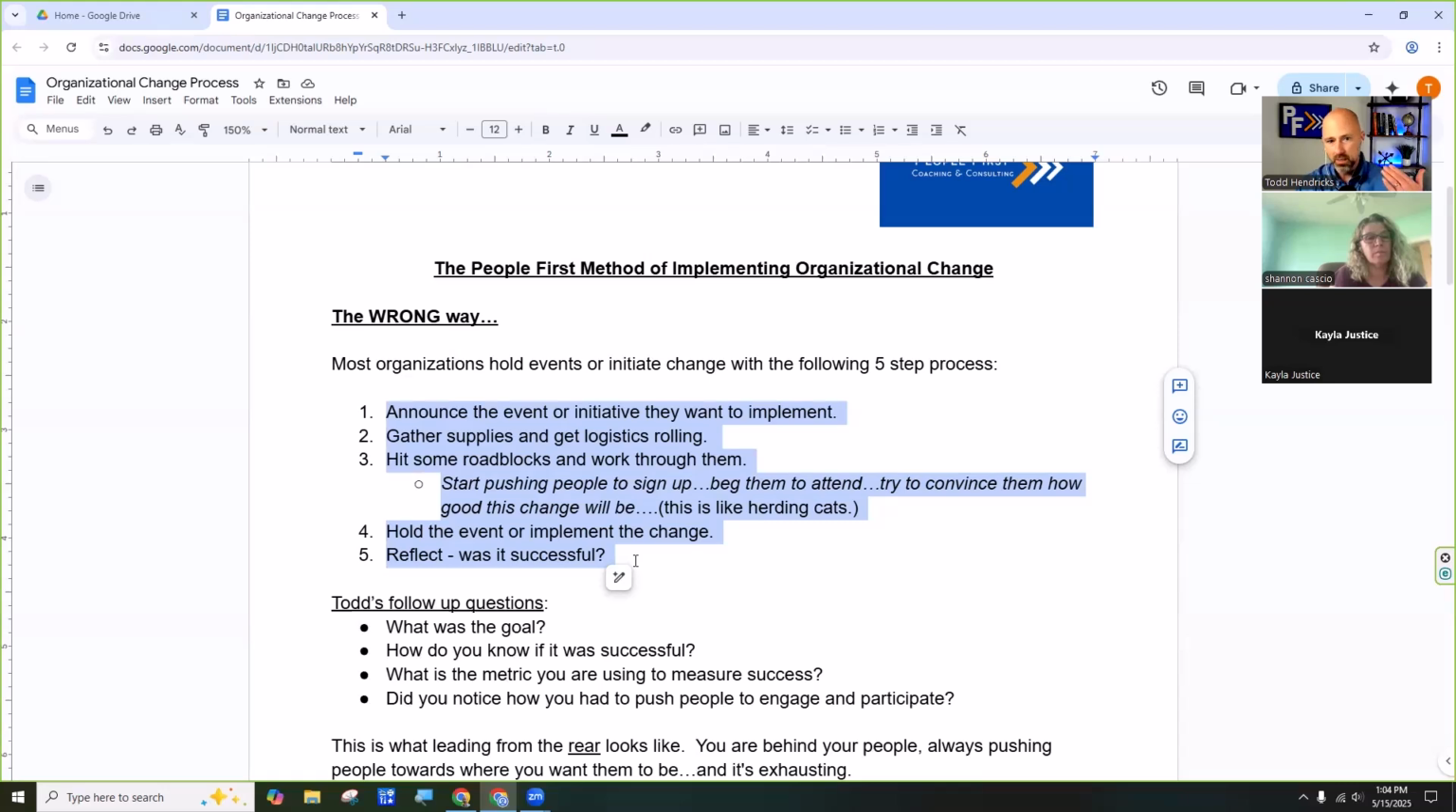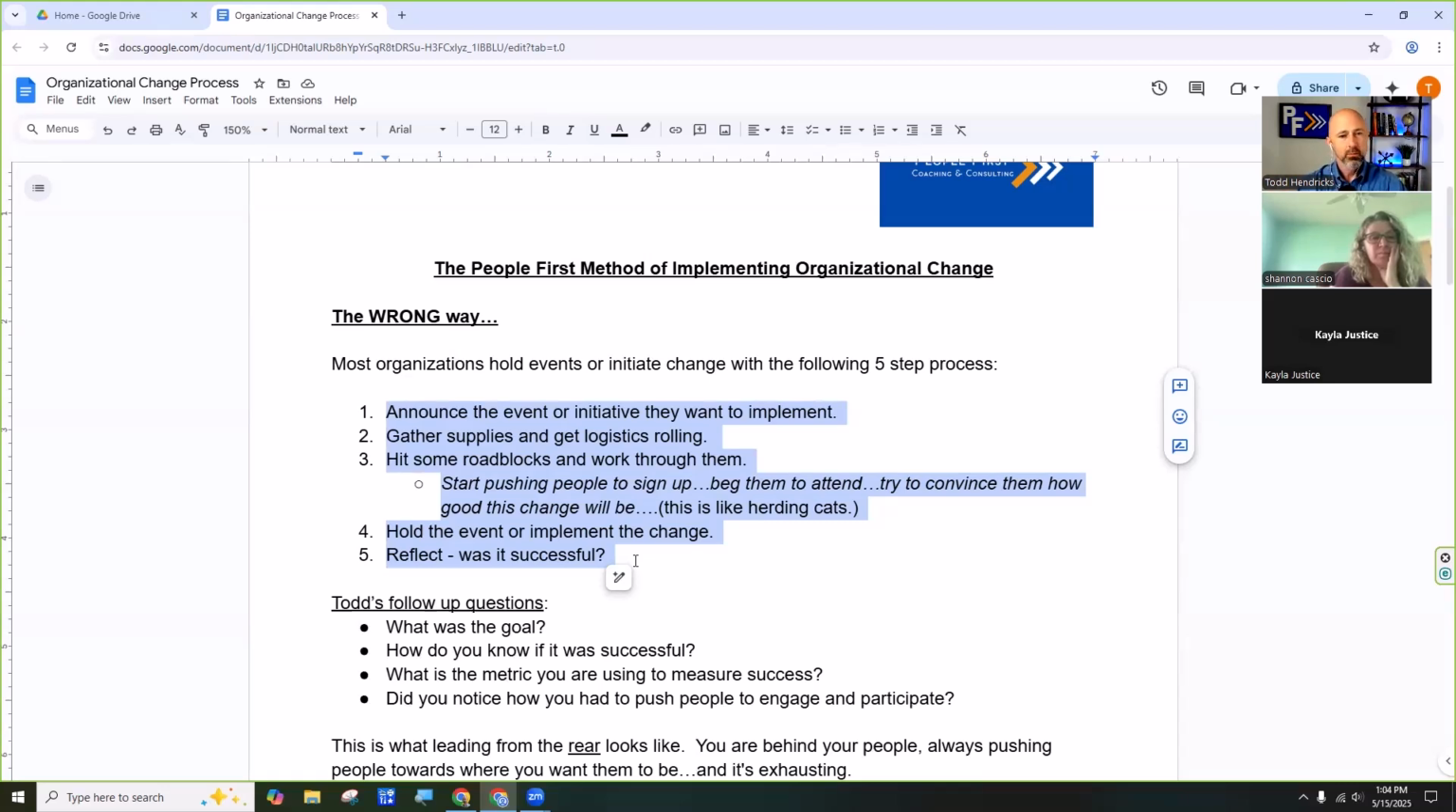Meanwhile, you are trying to get people to sign up for this event or sign on with the change, and you're begging them to attend. Hey, this is really great. You're going to love it. Just sign up. You should go there. And you're trying to convince them how great this is going to be. And it's like herding butterflies or cats. You pick your animal. And then you hold the event and you implement the change. And it's like, okay, we're doing it. Here we go. Here's the event. Here's the change. We've done it.